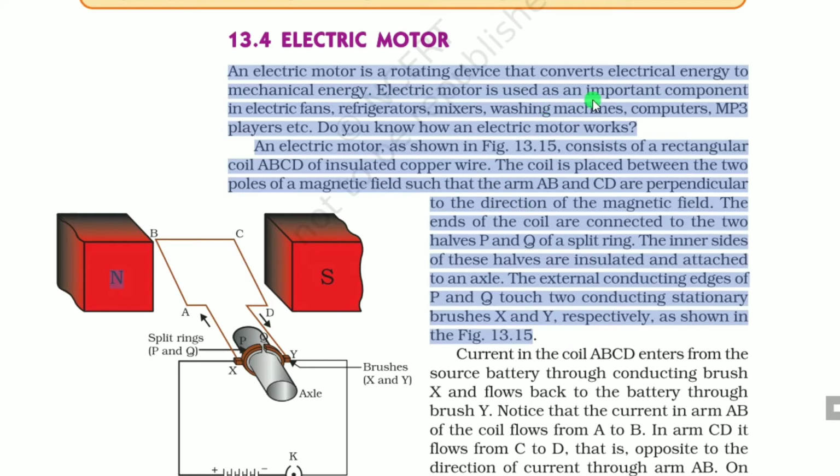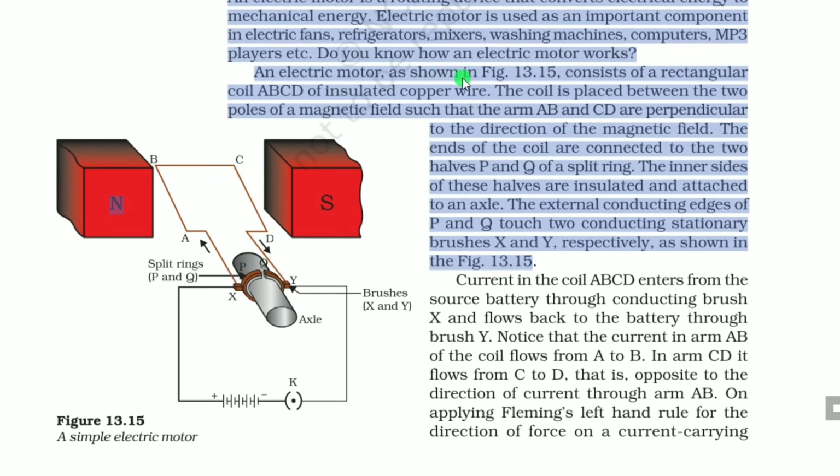A motor is used as an important component in electric fans, refrigerators, mixers, washing machines, computers, MP3 players, etc. Do you know how an electric motor works? An electric motor, as shown in Fig.